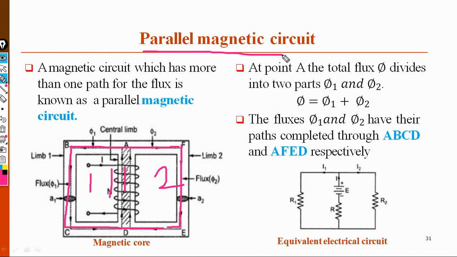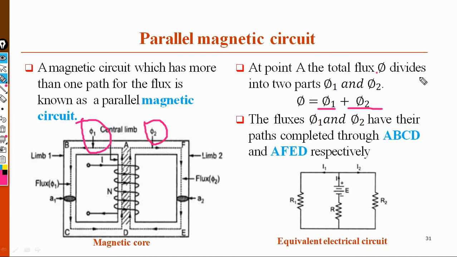That means this is the total flux present in this circuit, that is phi, equal to phi 1 for the first circuit and phi 2 for the second circuit. Then the total flux is divided into phi 1 plus phi 2. This is the formula for total flux: phi is equal to phi 1 plus phi 2. Now this is the concept of parallel magnetic circuit.